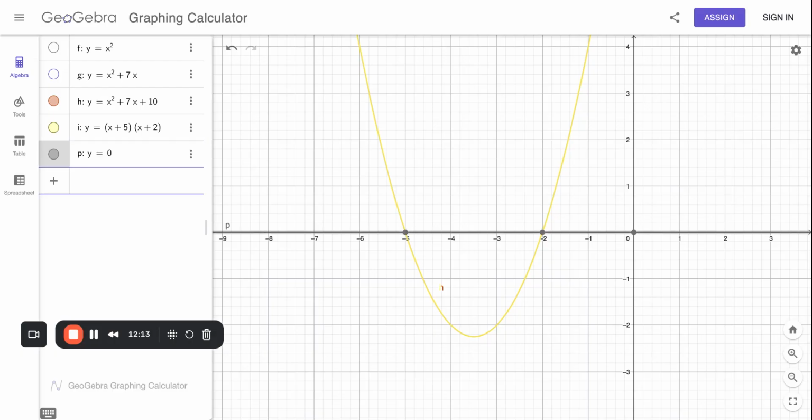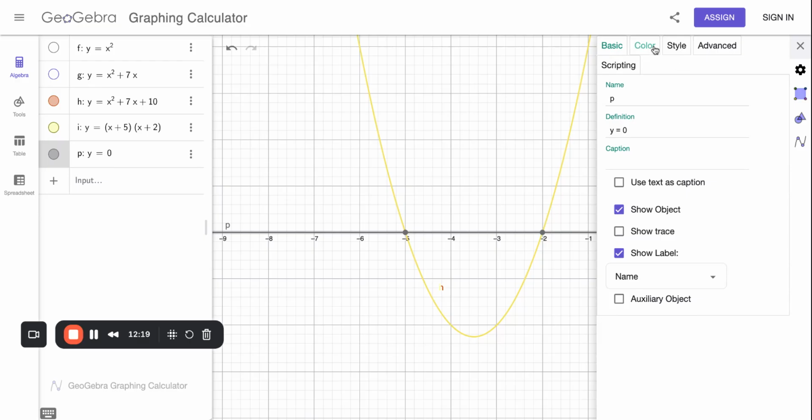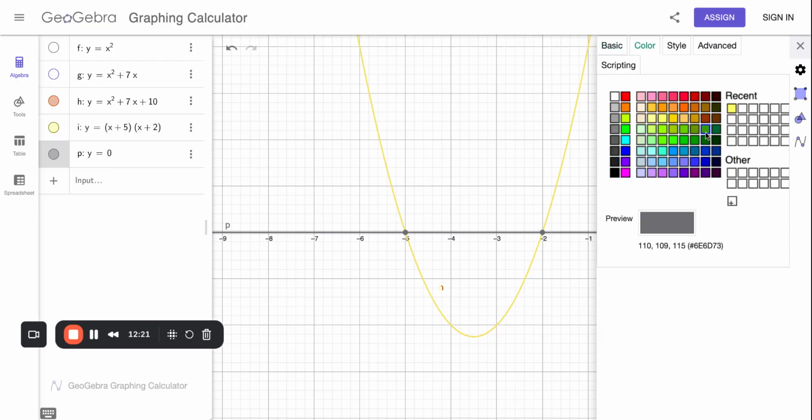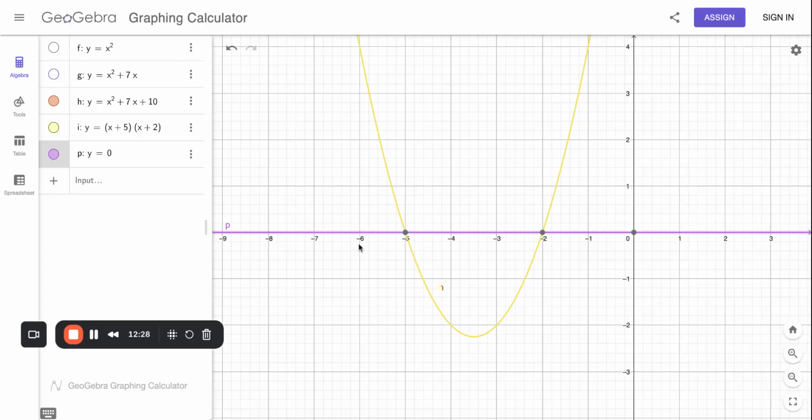And I need to give this a separate color. I don't like this color for this one. Let us go to settings. I want something that stands out a bit more. Did we have green before? I don't even know if I had green, but let's go purple. All right, cool. Now, when you say x plus 5 times x plus 2 is equal to 0, you're really saying graphically, where does the graph of x plus 5 times x plus 2 intersect the graph of y is equal to 0?